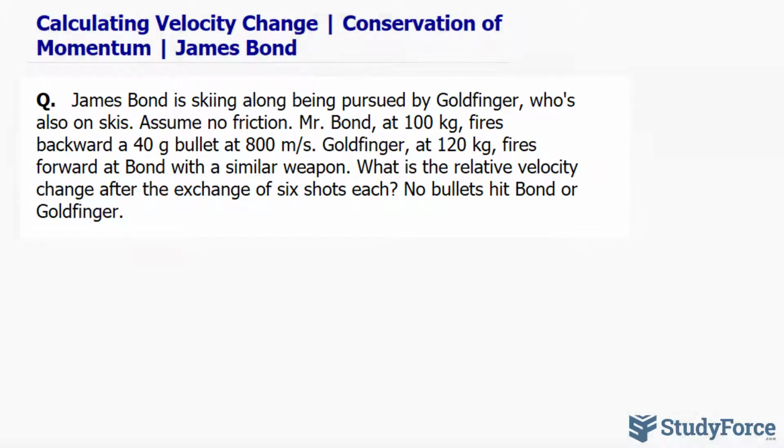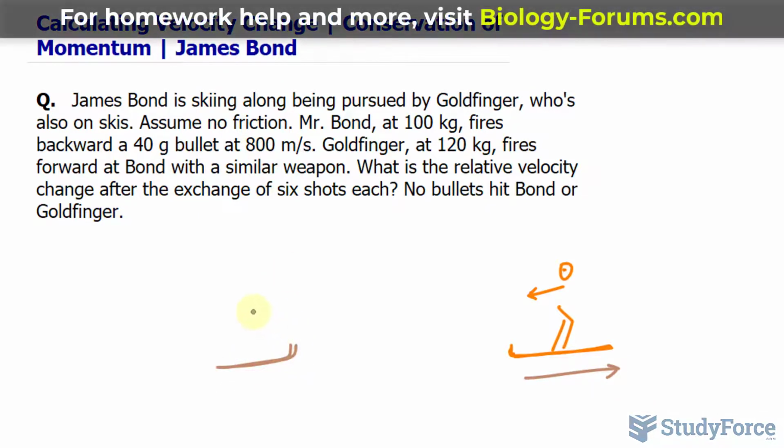So here we have James Bond that's on skis. Let me try to illustrate this. So those are skis, and we have James Bond on his skis, and he is shooting this way. Okay? Now he's looking backwards while he is moving in this direction. And then we have Goldfinger, who is shooting forward, obviously.